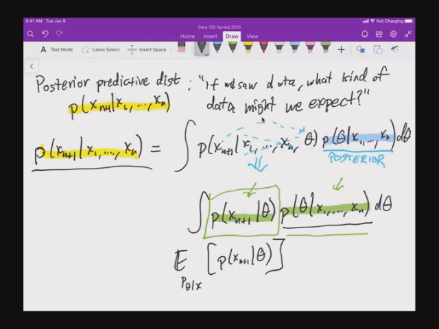So why is this posterior predictive distribution useful? It's useful because it lets me predict what kind of data I'm going to get in the future. In many applications, that's useful. It's also useful as a check on your model. If you computed this posterior, does it even make sense? How good is it? Well, you can do what's called a posterior predictive check. We'll talk a little more about this later.